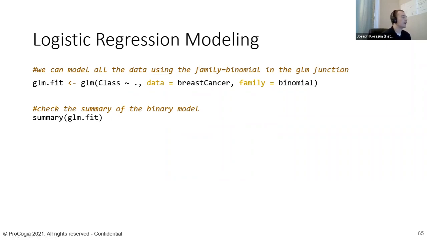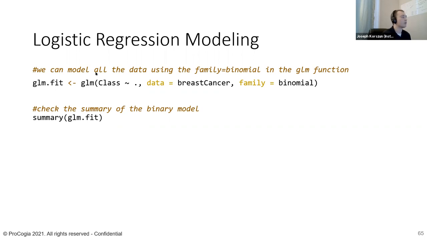So this is a basic example of how you would model your data. What we're going to do is assign a general model called GLMFit. We're going to point to what we're assigning, and we're going to assign this using the GLM function, the general linear model function. And I know what you're thinking, linear model, this is a binary response, right? Essentially, we're building a categorical model.